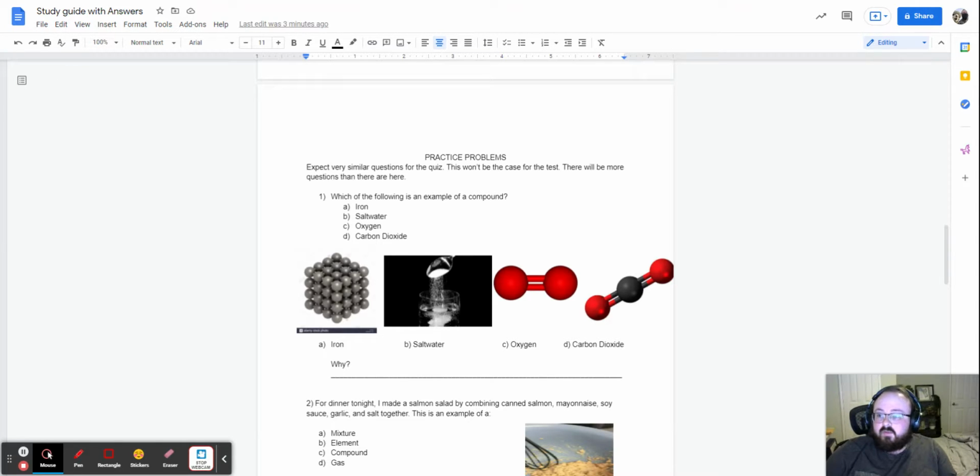So let's start. The first question is: which of the following is an example of a compound? I think I have the ability to draw on here. What I did here is we have iron, salt water, oxygen, and carbon dioxide, and we need to figure out what is a compound.